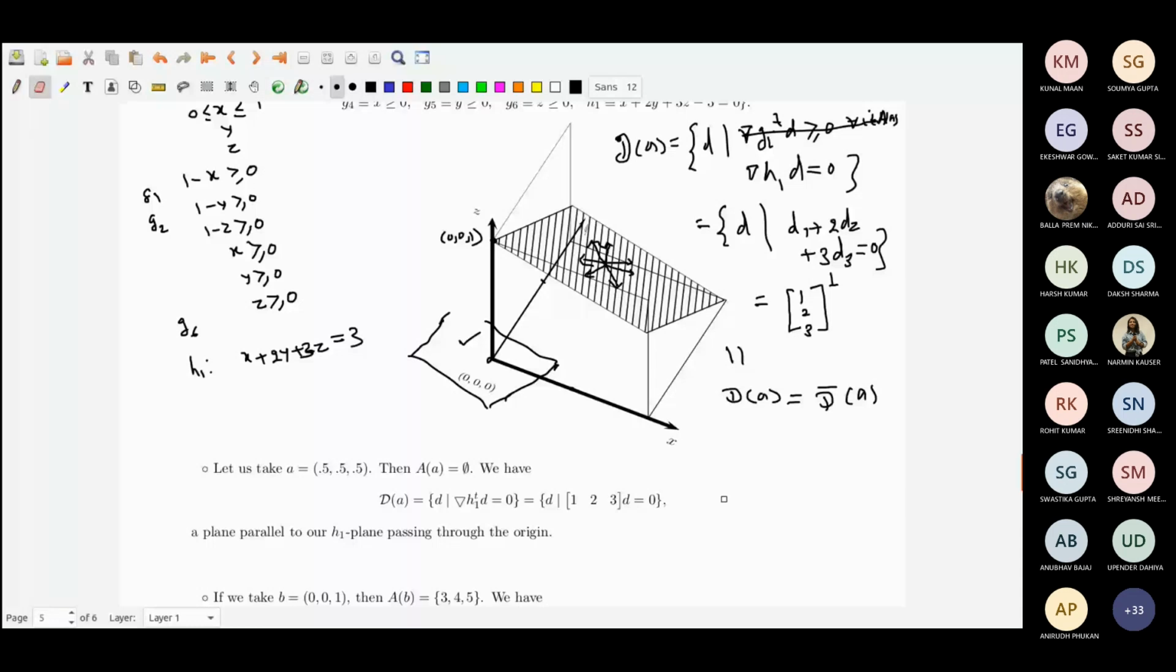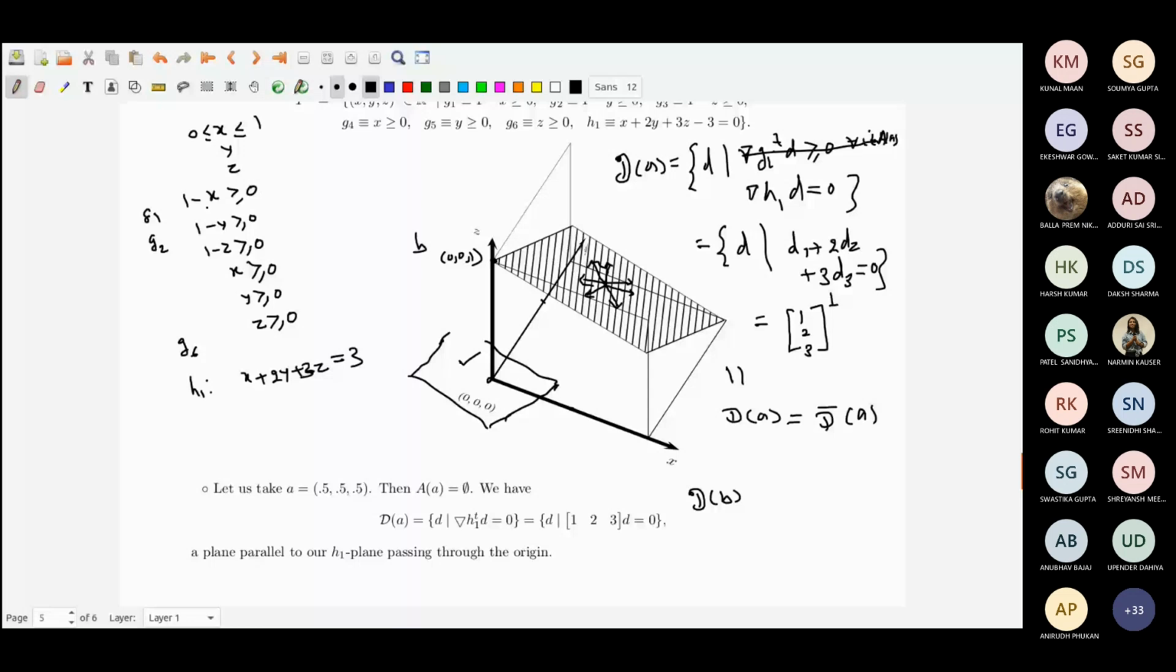I call it B. So D of B, I want to compute the linearizing cone. In order to compute this, I first have to see which of those inequality constraints are equalities here. Let me see: 0 0 1, because it is 0 0 1, 1 minus x will not be satisfied as equality, 1 minus y not equality, 1 minus z equal to 0 will be equality. x equal to 0, y equal to 0, z equal to 0, not equality. So these are the three that are satisfied.